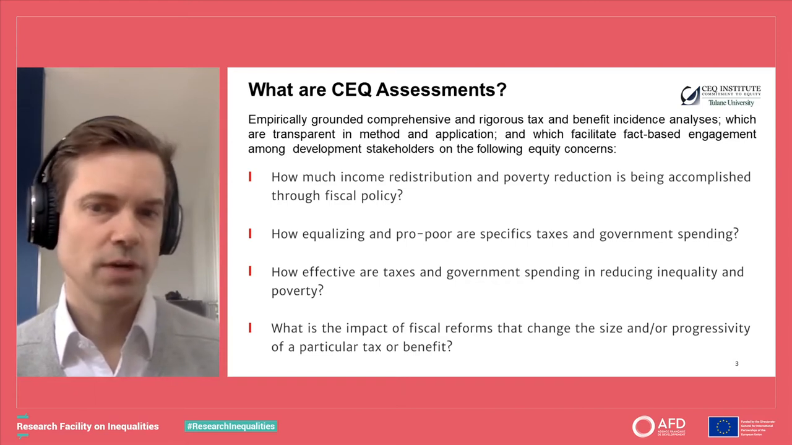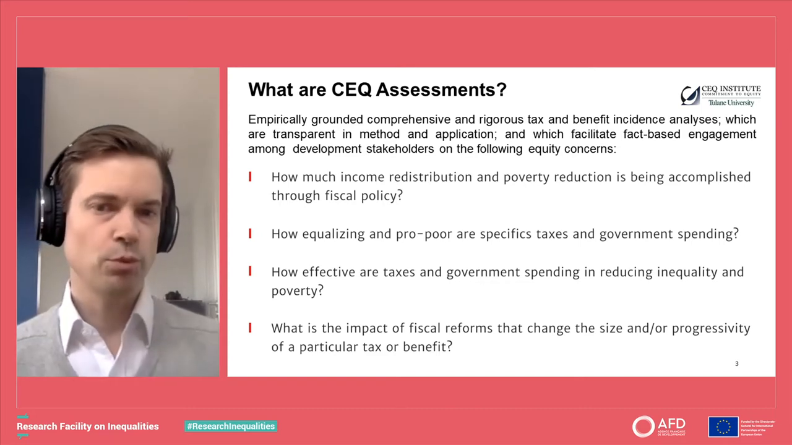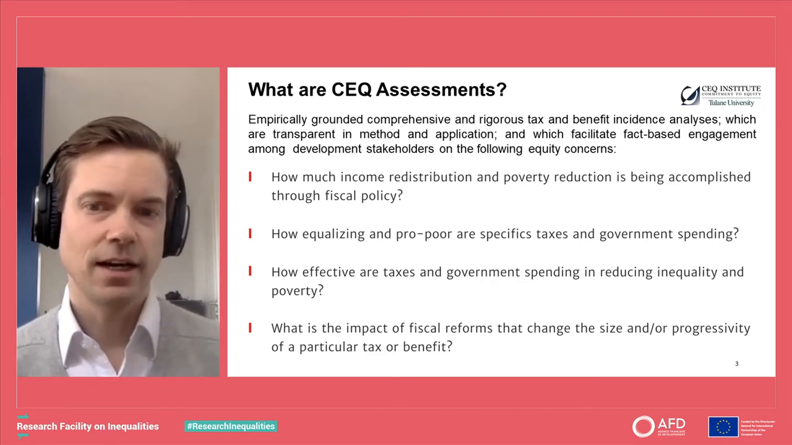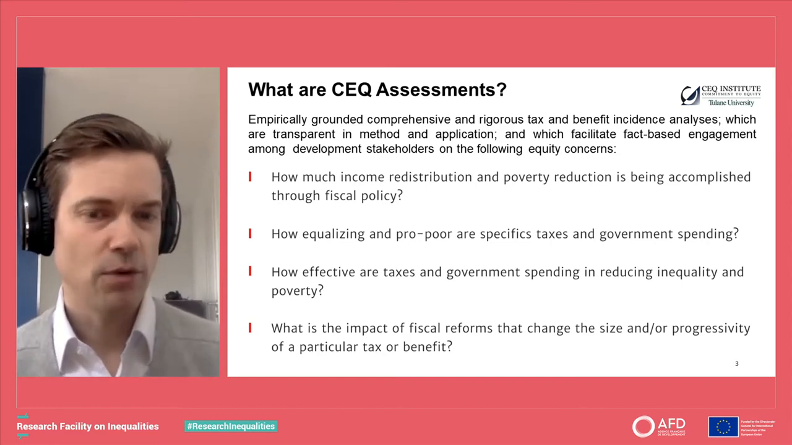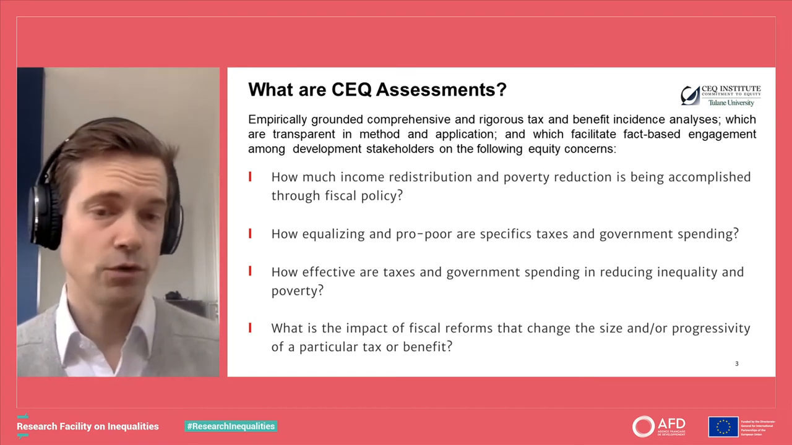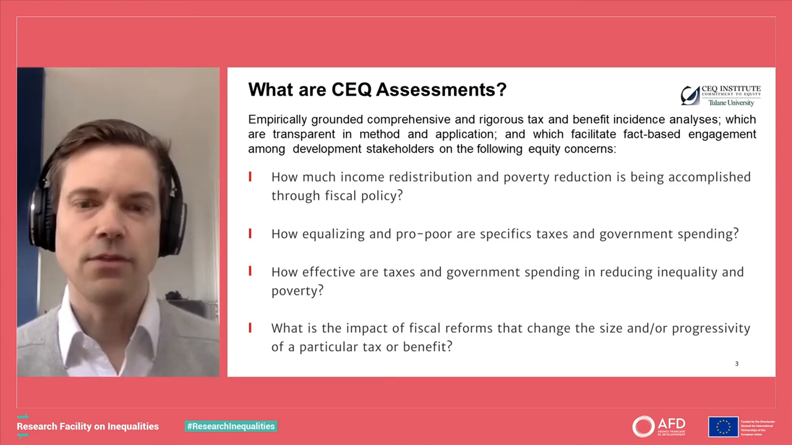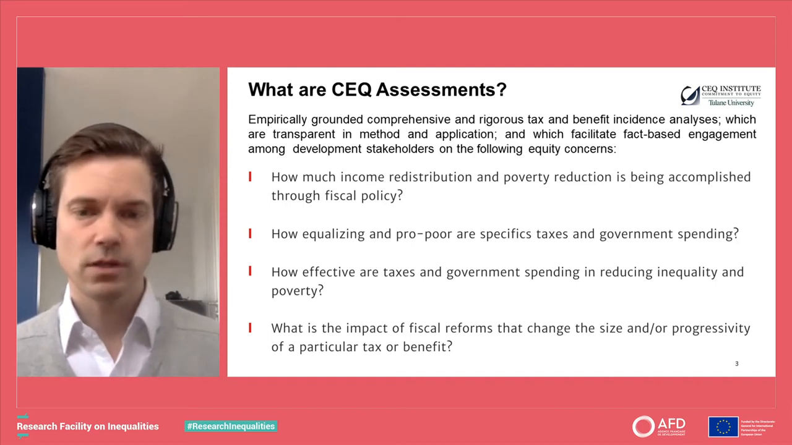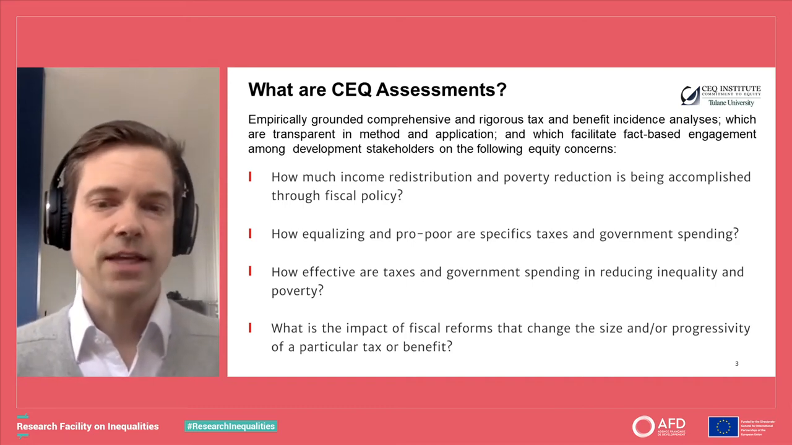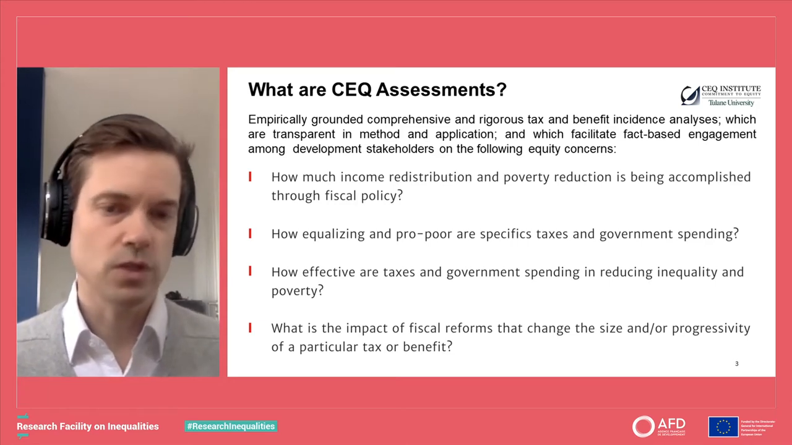How much income redistribution and poverty reduction is being accomplished through fiscal policy? How equalizing and or pro-poor are specific taxes and specific government expenditure items? How effective are taxes and government expenditure items in reducing inequality and poverty, either overall or fiscal instrument by fiscal instrument? And what is the impact then of potential fiscal reforms, either on the revenue side or the expenditure side, that change the size or the progressivity of a particular tax or benefit? So what might we expect in terms of inequality reduction if we increase cash transfer spending and reduce, for example, fuel subsidy spending?